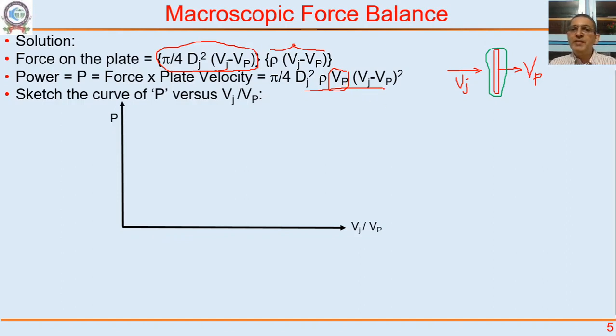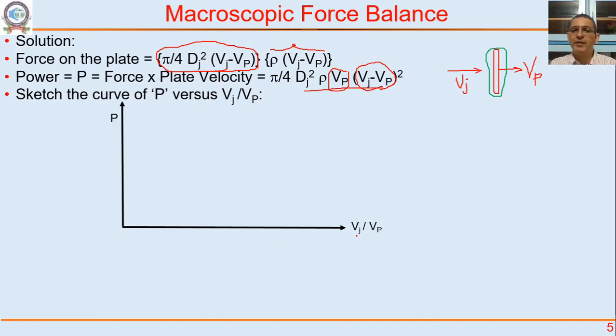If Vp is equal to Vj, then there is no net force because water is not entering relative to the control volume. Water is not hitting the plate. So then again the net force is 0.